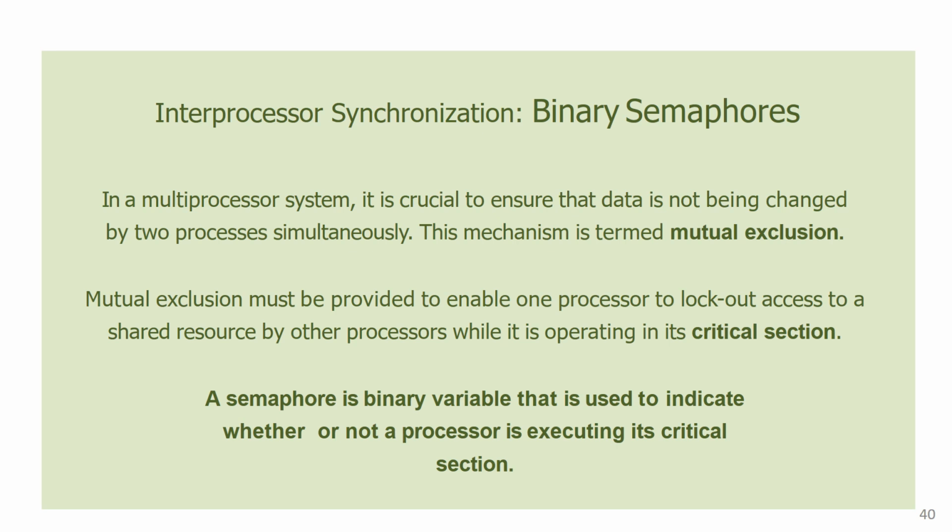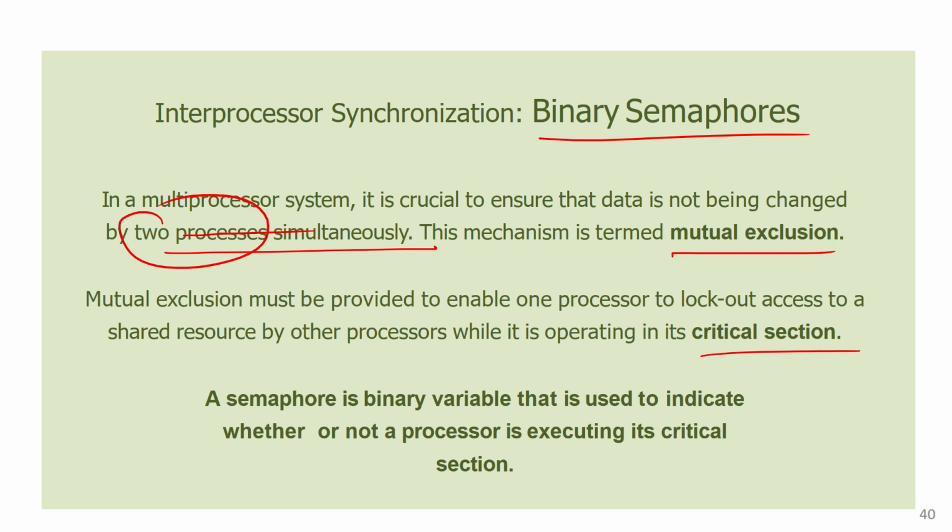So what is a binary semaphore? In a binary semaphore there are two terms: mutual exclusion and critical section. In a multiprocessor system, it is crucial to ensure that data is not being changed by two processes simultaneously. This mechanism is called mutual exclusion. So when one process is being run, another process cannot modify the value.